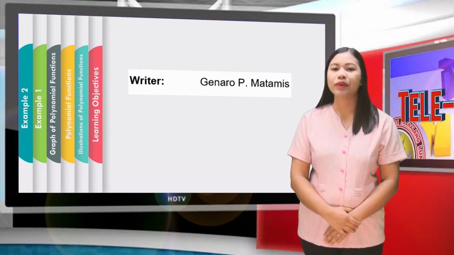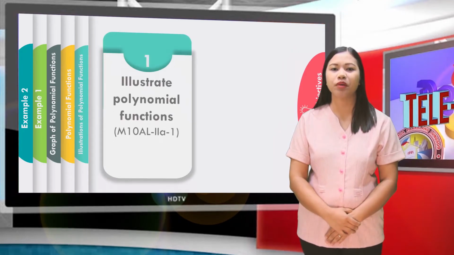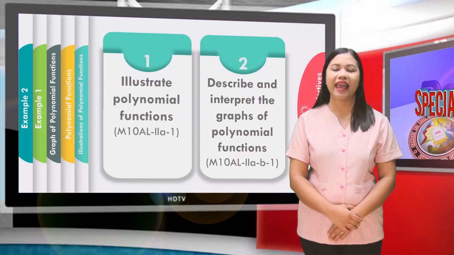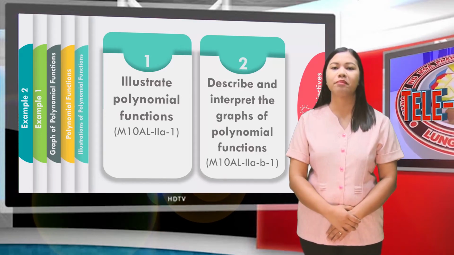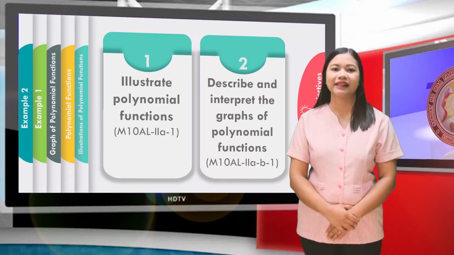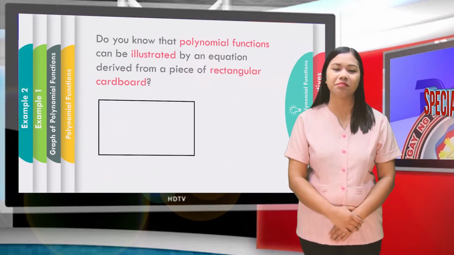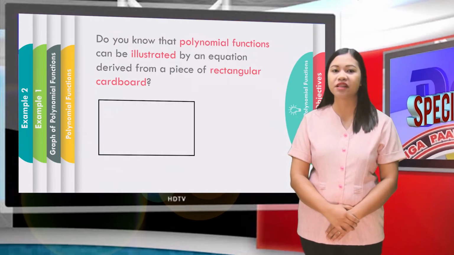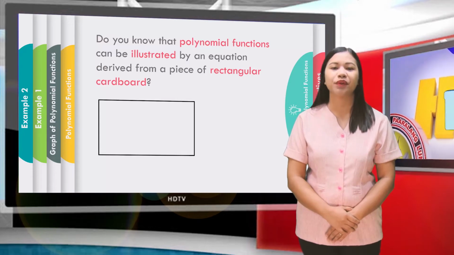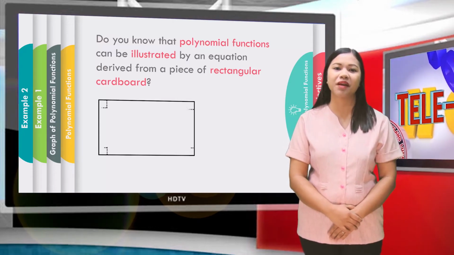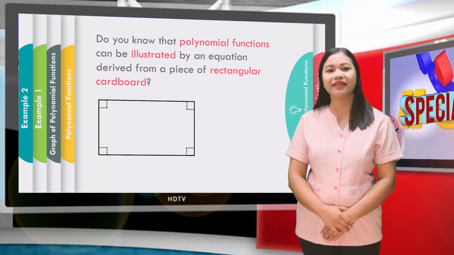And these are our learning objectives. Number 1, illustrate polynomial functions. And number 2, describe and interpret the graphs of polynomial functions. Did you know that polynomial functions can be illustrated by an equation derived from a piece of rectangular cardboard? Yes, that is true. We can make polynomial functions by making an open box. How are open boxes made?